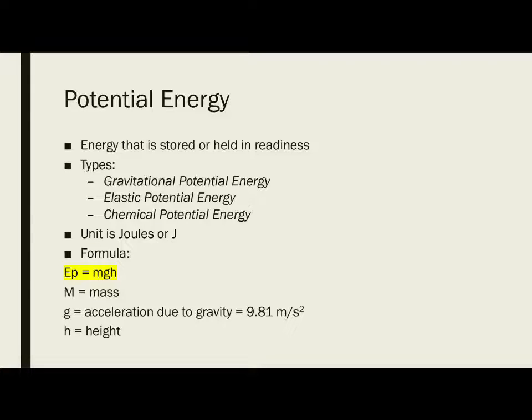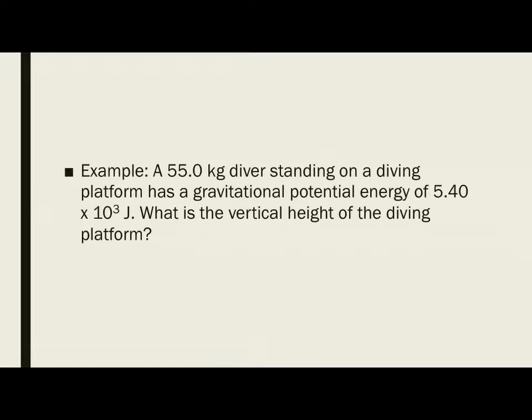Remember, potential energy is energy that's stored. We did define stuff like elastic potential and chemical potential energy, but the one we have a formula for is gravitational potential energy. And remember, that's EP is equal to mgh, where m is mass in kilograms, g is your acceleration due to gravity, 9.81 meters per second squared, and h is your height in meters. And remember, this is all in your data sheet. You don't have to memorize the formula, don't have to memorize 9.81.